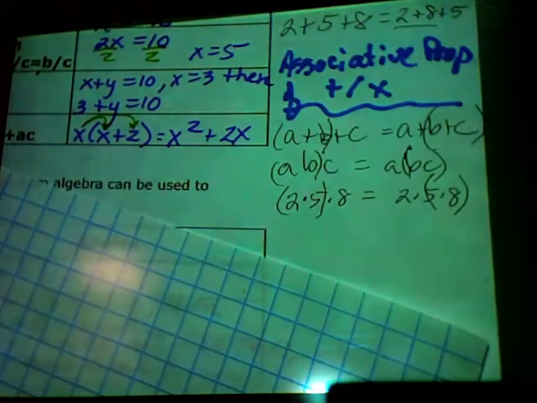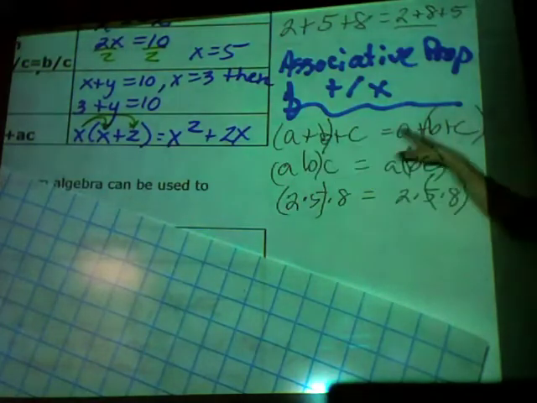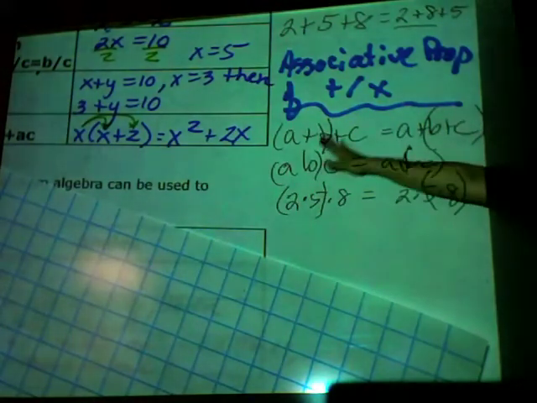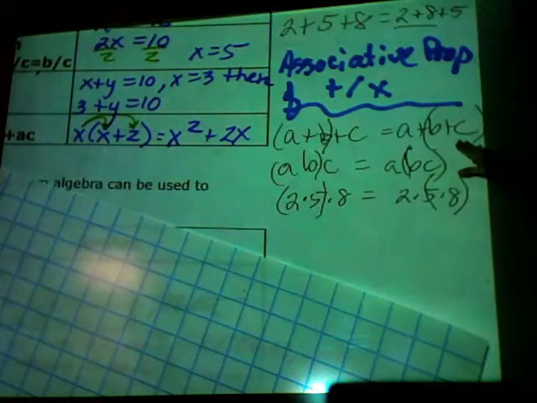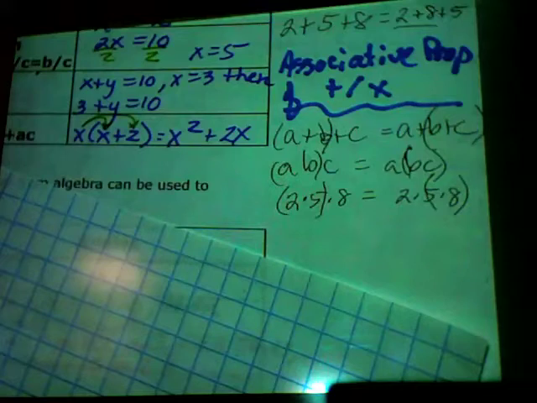Associative property is where the grouping changes. The order of the numbers or the letters doesn't change, but the grouping actually changes. So notice here I've got A plus B plus C, A plus B plus C. The only difference from the left side to the right side is the grouping. Here A and B are grouped, here B and C are grouped. If I asked you to reassociate with your friends, I would be asking you to regroup, change your grouping of friends.